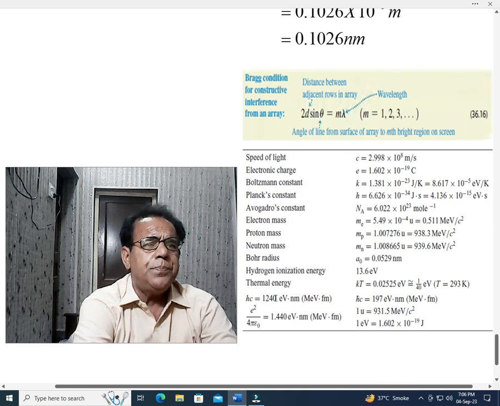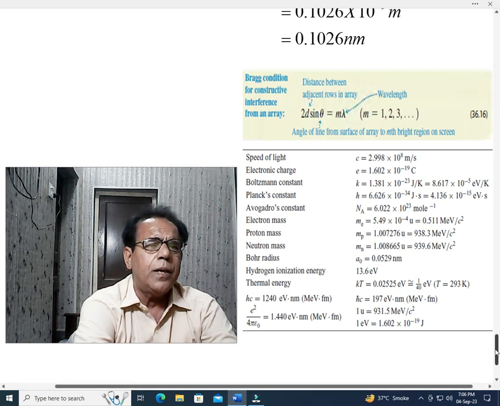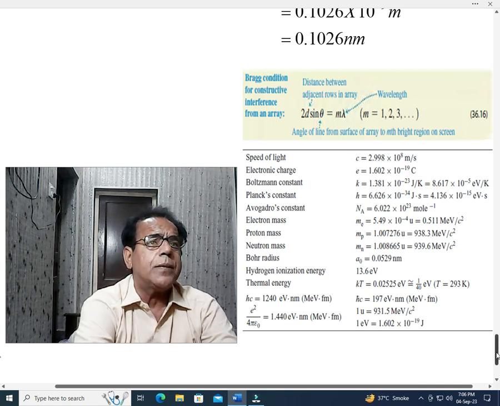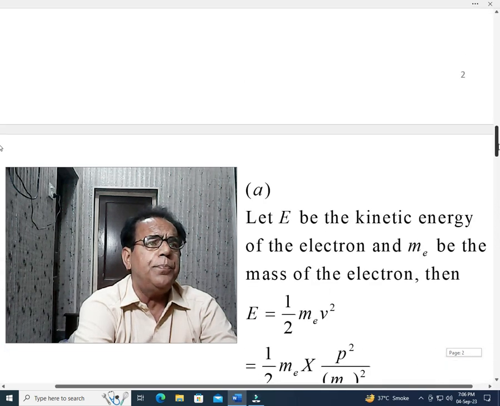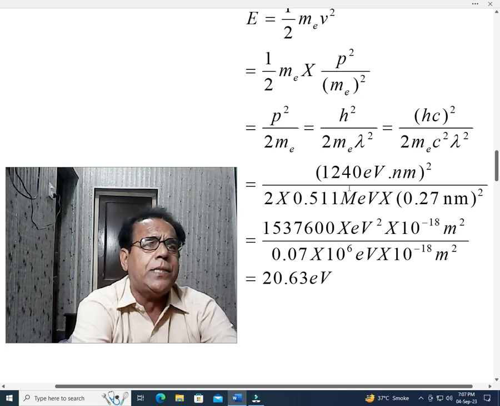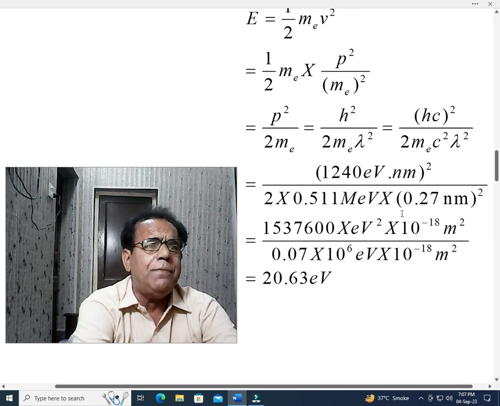Moreover, Planck's constant h in terms of joule second and in terms of electron volt into second, we will take this second value, 4.136 into 10 raised to the power minus 15. So we move back. Yes, here is this question. Here in place of hc we have used this value, 1240 electron volt nanometer. In place of m_e c square we have used this value, 0.511 million electron volt.